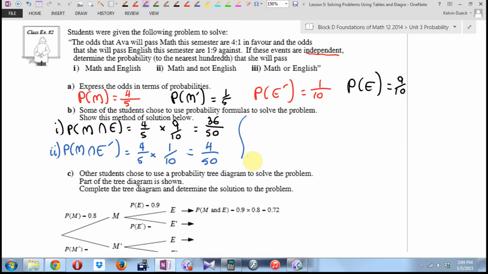Hey, Laura, what's the third thing they want me to find? Math or English. What was the middle word? Or. What does or mean? What does or mean?